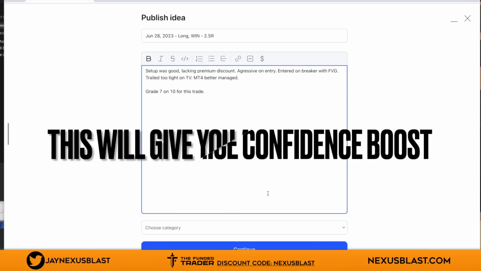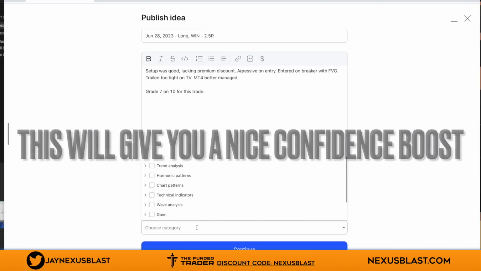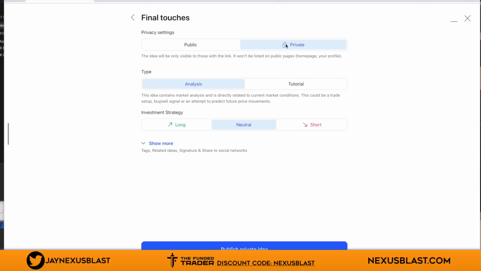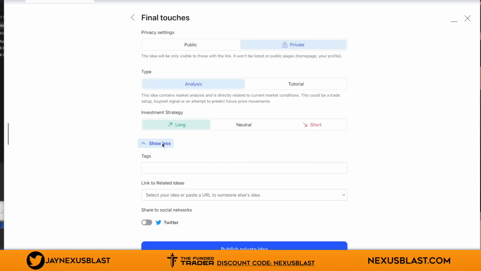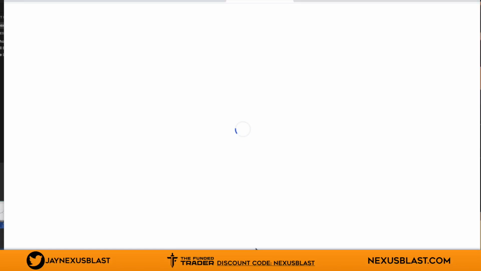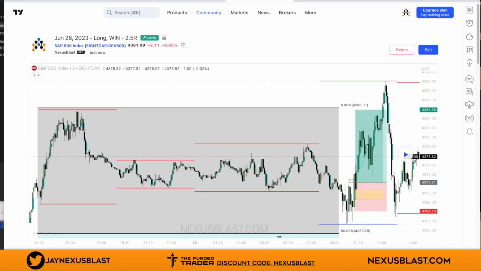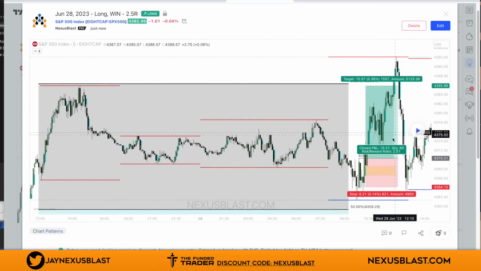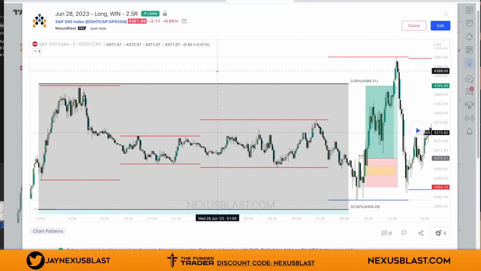And then once you are finished, you choose a category, and this is mandatory. You could just write anything, chart patterns, and then this is going to be private for you. It's an analysis, investment strategy, long, and you can add more things in here, but I like to keep it simple. And then you would publish your private idea, and then this is how it shows up once it's rendered. So this will exist forever, and then when you go into your ideas, you have them in here, and you're able to visualize the information as it occurred in real time.